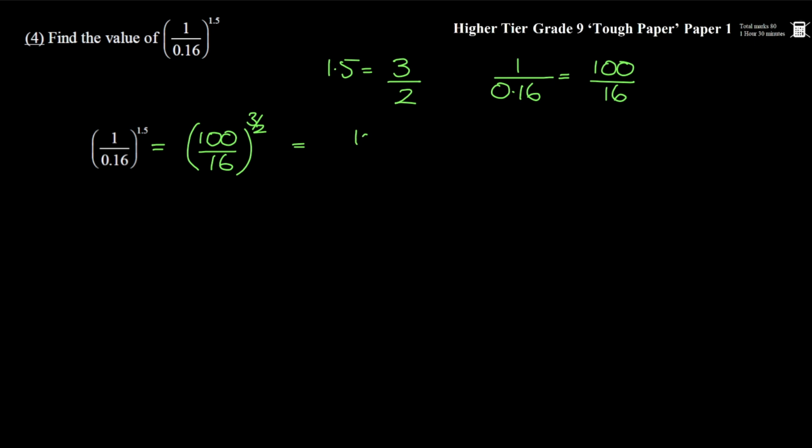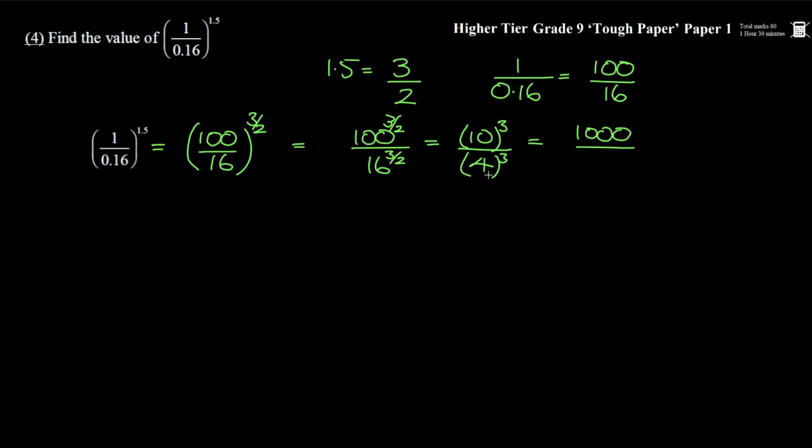And that is equal to 100 raised to the power 3 over 2, divided by 16, also raised to the power 3 over 2. Dealing with the over 2's first, we've got to take the square root of both of these numbers. The square root of 100 is 10, and that is raised to the power 3 now, divided by the square root of 16 is 4, and that is also raised to the power 3. So this is equal to 1,000, divided by 4 raised to the power 3.